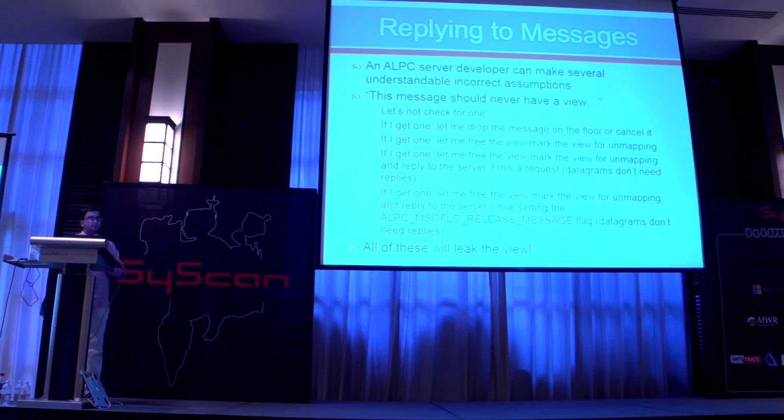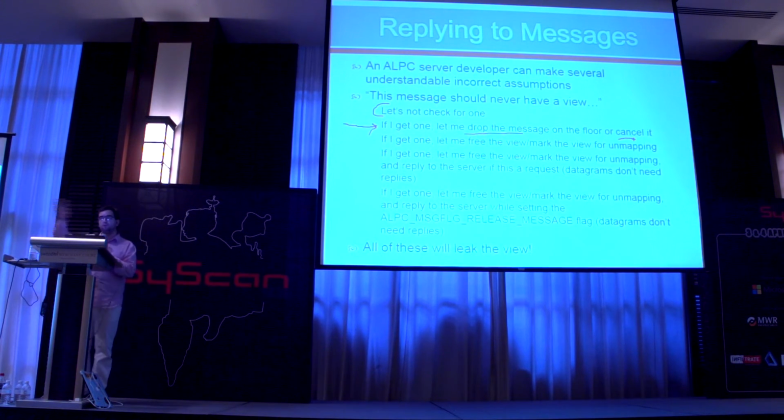And so an ALPC server developer at Microsoft can make a lot of assumptions which are incorrect, and some which we can understand. Like, for example, hey, I know that this message should never have a view, so let me not bother and check if there's a view associated with it. Now, this would be a pretty stupid assumption, because someone can understand how ALPC works, someone can try to send you this message with a view, and then you're screwing yourself. Okay, so if I do get a view, I'm going to harden myself, I'm going to do secure development, and I'm going to drop the message or cancel it.